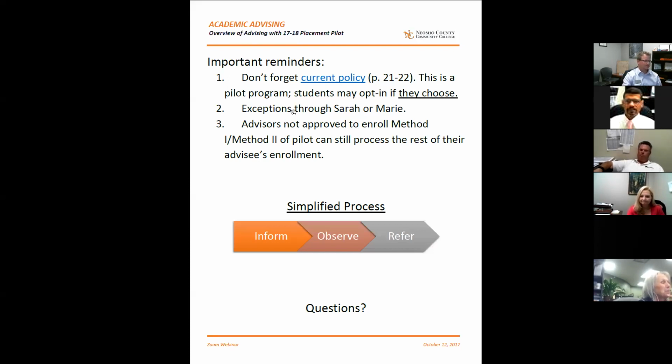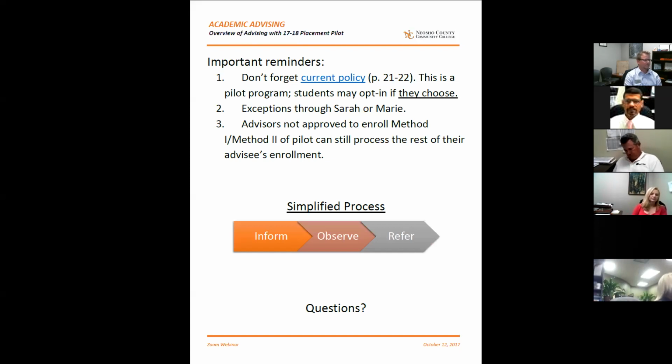According to the college catalog too, there's still the ability to get exceptions through either the dean for auto and online or through the VPSL. So if somebody is operating under the current policy or is evaluated on the pilot and still is adamant about an exception, they would have to get that approved through Sarah or Marie at this point. So that's always been in place as an option for students.